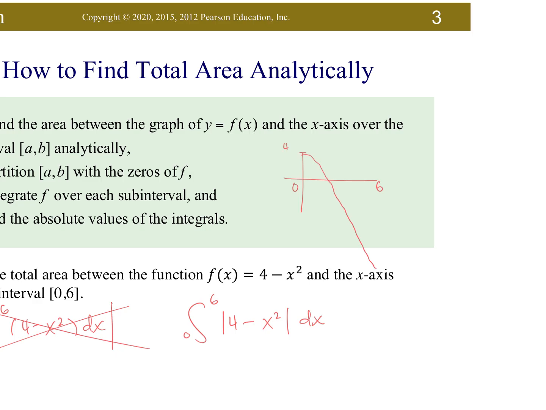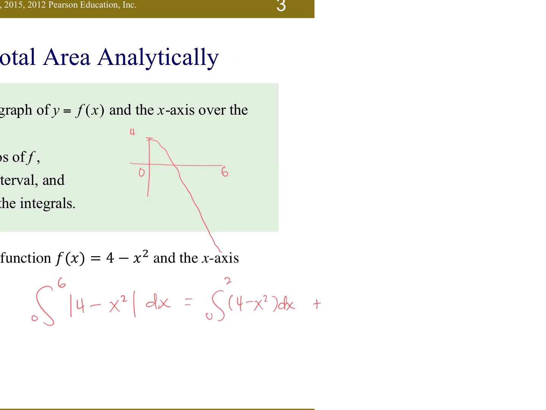So without a calculator, you would need to split this up. You would run 0 to 2 like normal. And then if you wanted total, you'd have a second integral to cover the negative part. Now, if you just did 2 to 6, that's going to give you a negative number. So you don't want to just do 2 to 6. What could you do to that integral to make sure you get a positive number instead of a negative number?